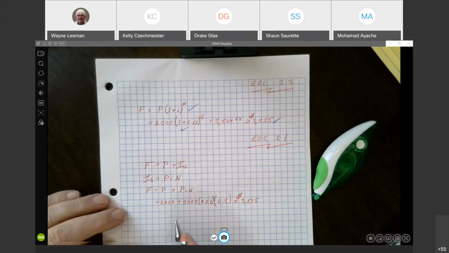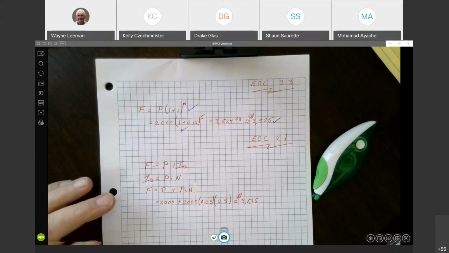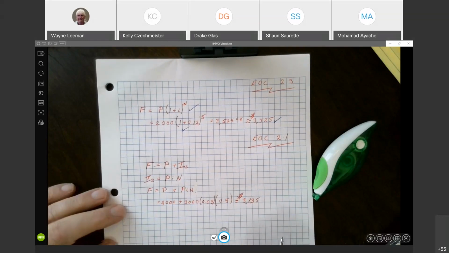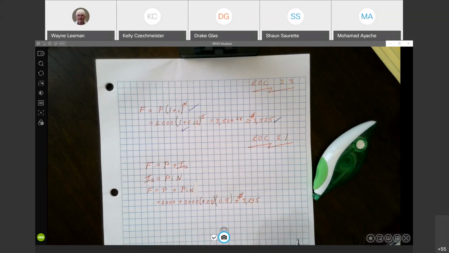So that'll take care of that one. Let's try one more now, and we'll take a look at end of chapter 2.2. What principal amount will yield $150 in interest at the end of 3 months when the interest rate is 1% simple interest per month?